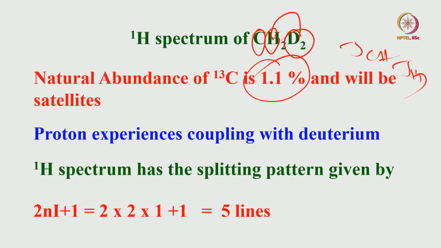It will split this proton into how many lines? Remember, deuterium spin is 1. These carbon and proton, these two are spin half nuclei. Deuterium spin is 1. So, what will happen? Put simply, 2nI plus 1 rule. I is equal to 1. There are 2 deuterium, 2 into 2 plus 1, you will get 5 lines. So, coupling of proton with deuterium gives 5 lines. Of course, the intensity pattern is different here, that can also be worked out later.